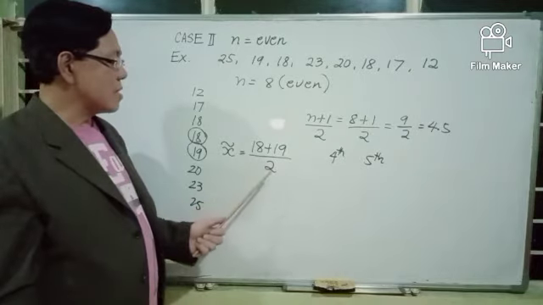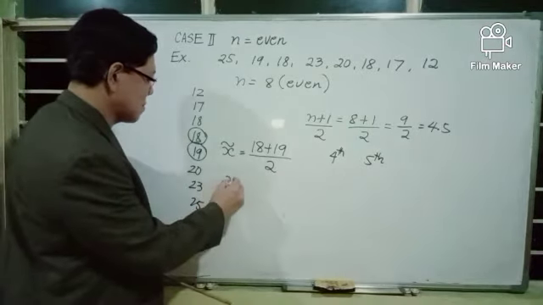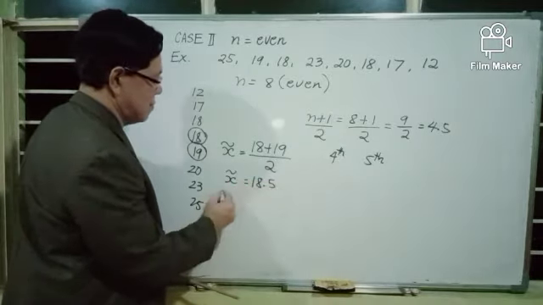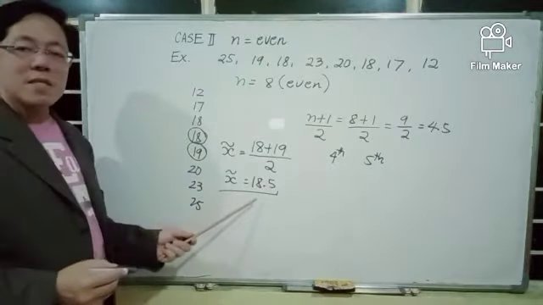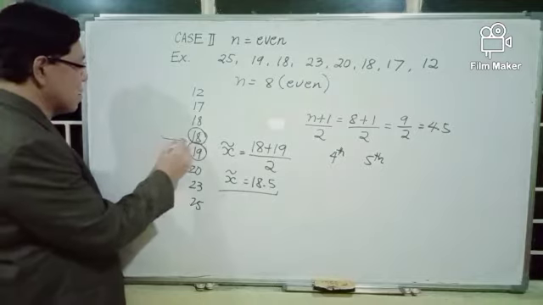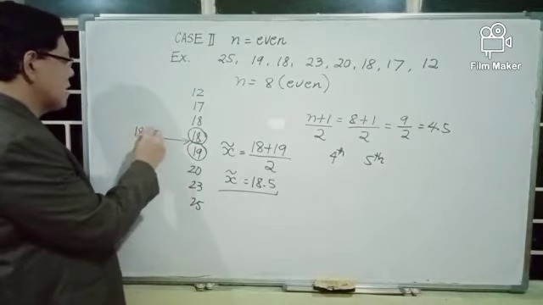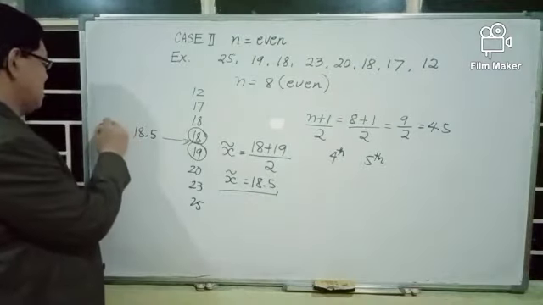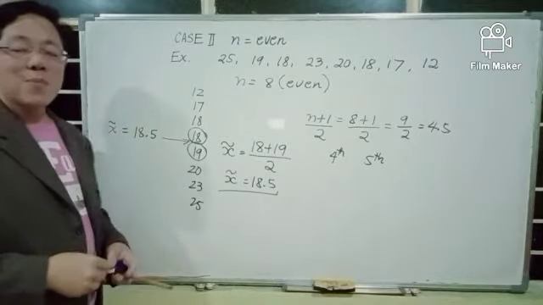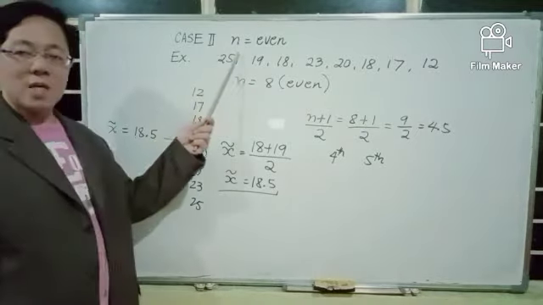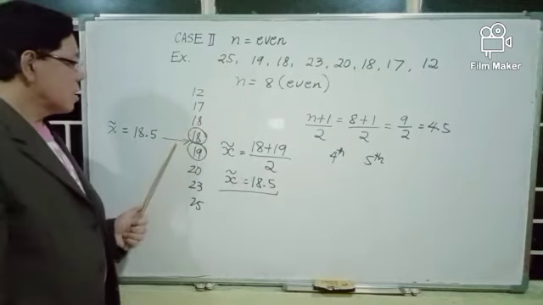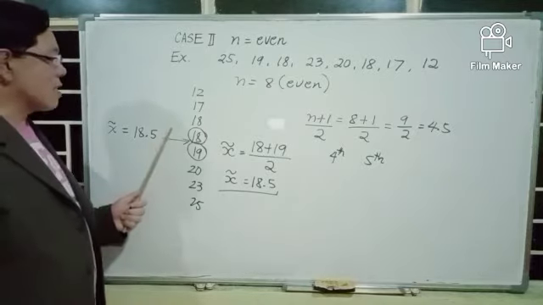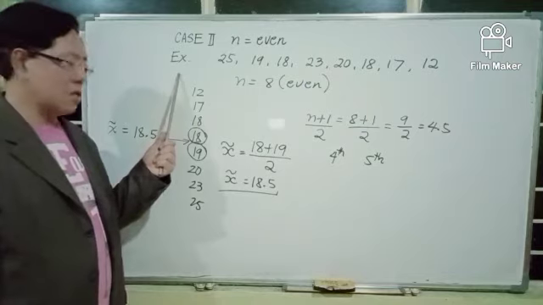And 18 plus 19 divided by 2 is 18.5. And this is the median. The median is exactly between 18 and 19, between the fourth and the fifth scores. If the number of observations is even, you will find that exactly half of the observations are above the median and exactly half of the observations are below the median.